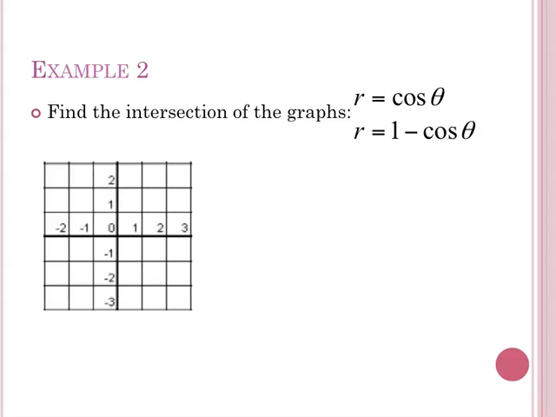Okay, so just even looking at the forms of the equations, you can know what the graphs are. The first one we know is going to be a circle centered at (1/2, 0) with a radius of 1/2, right? So there's r equals cosine theta. And the second one, r equals 1 minus cosine theta, should look familiar.